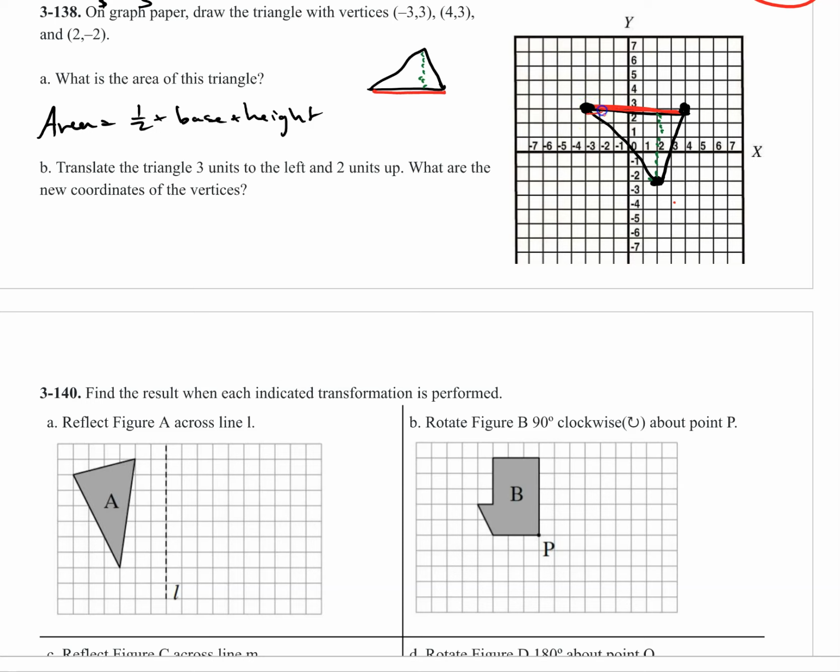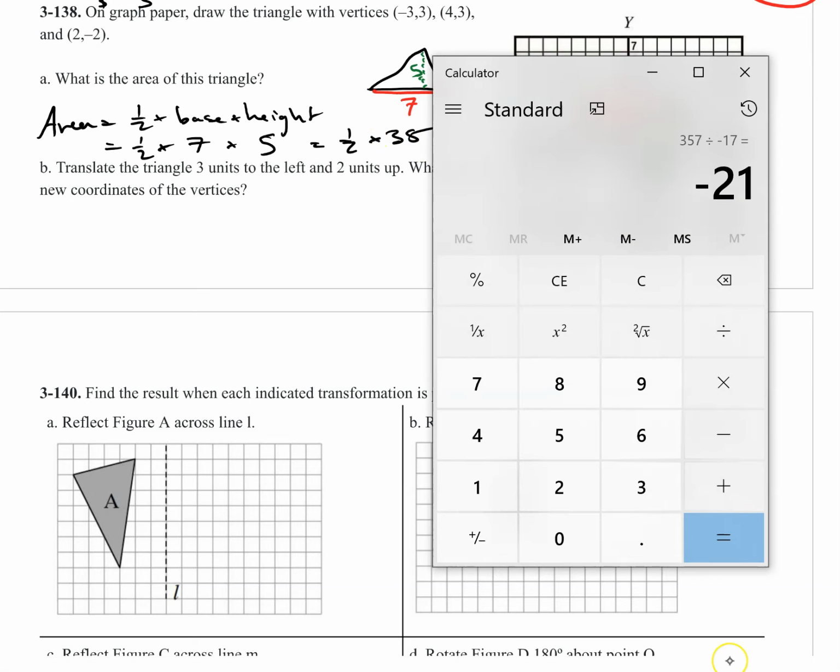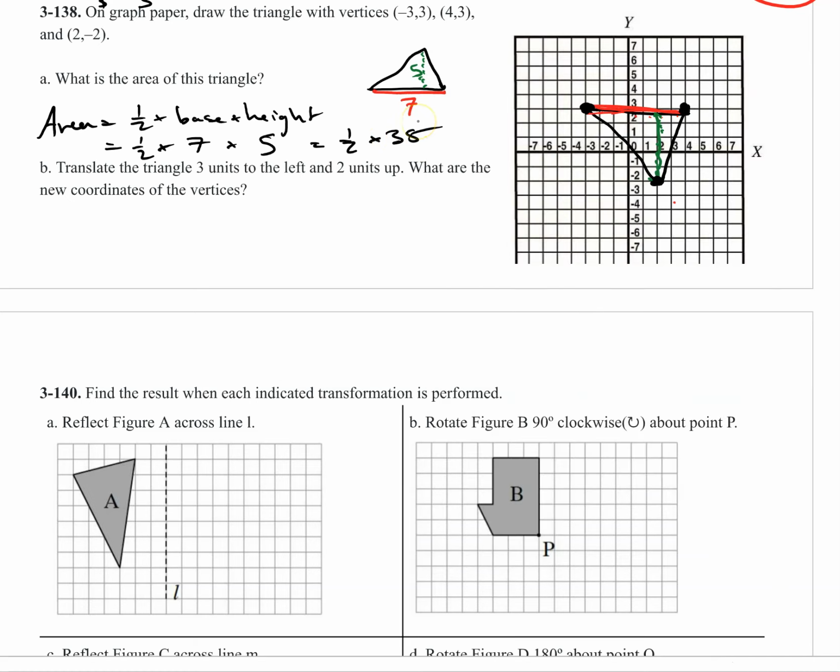Let's see. So the base is 1, 2, 3, 4, 5, 6, 7. And then the height of the triangle, coming through the middle, is 1, 2, 3, 4, 5. So the area is 1/2 times the base, which is 7, times the height, which is 5. So this is just 1/2 times 35. Get that calculator out if you need to. That's 17.5.